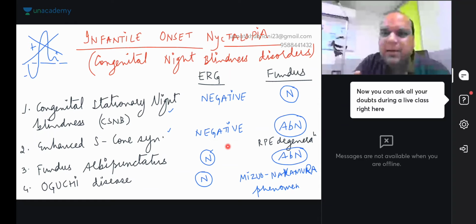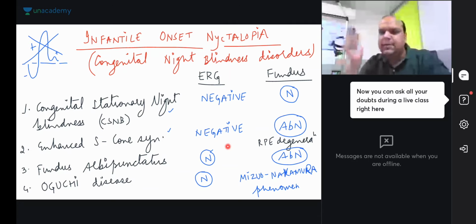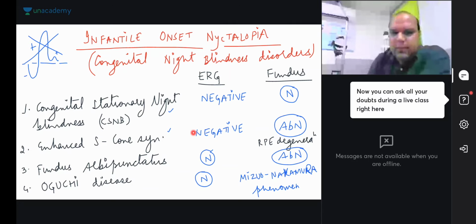I can go into the details, but when I tell you the details, I will focus on this table only. So this is a condensed explanation of all these disorders: infantile onset nyctalopia. Done, everybody. So with this, I finished my topic of fundus dystrophies, everybody. I hope you have been able to understand the topic of fundus dystrophies. I will again go back to my starting.